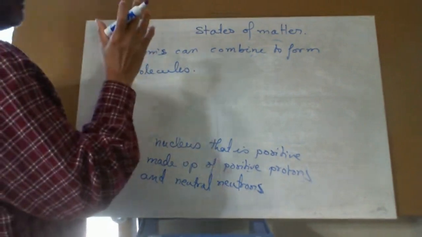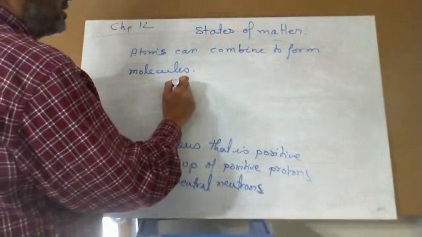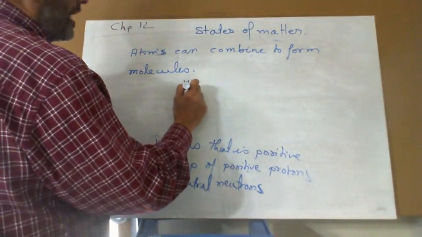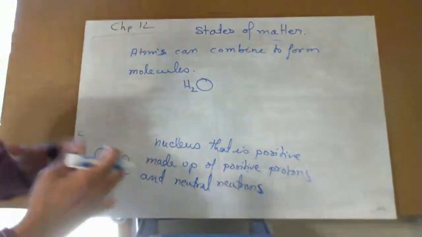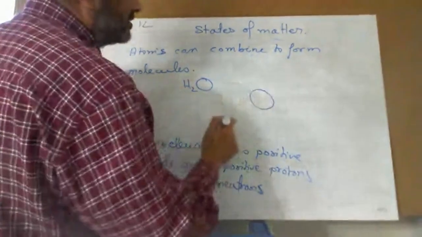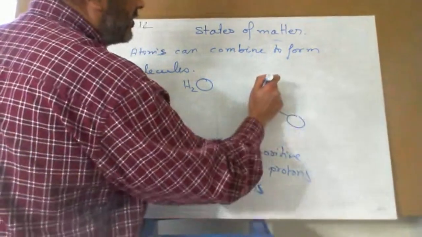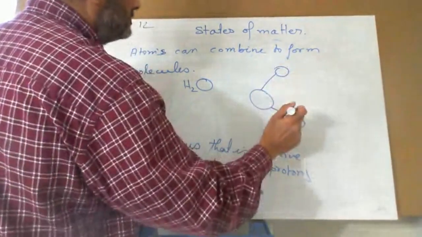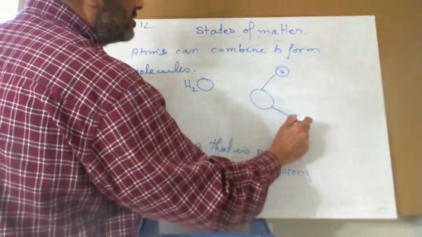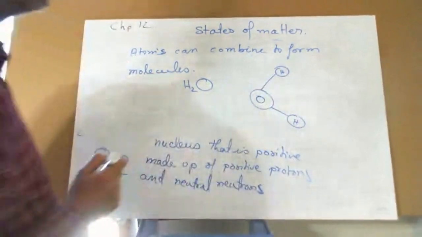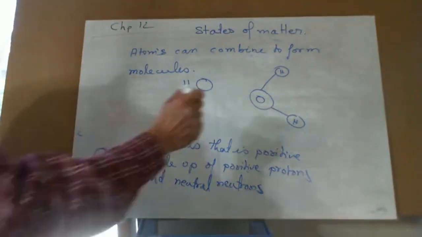So, for example, water is made up of 2 hydrogen atoms and 1 oxygen atom. So they combine. So you have 1 oxygen and you have 2 hydrogen joined together. Okay. So this is hydrogen, hydrogen, and this is oxygen. Right? So this is a water molecule.